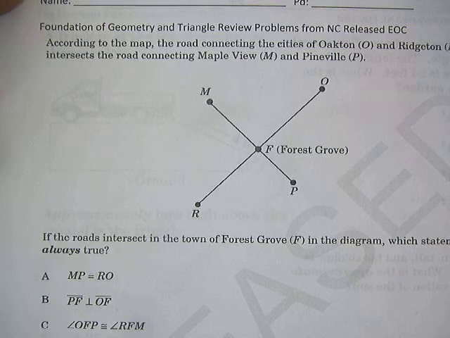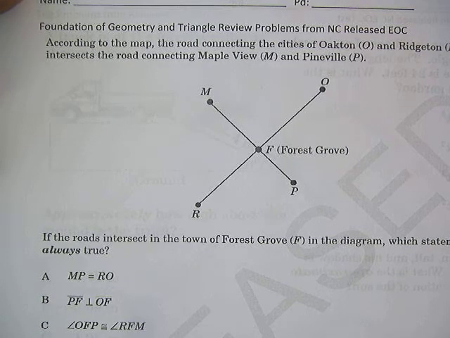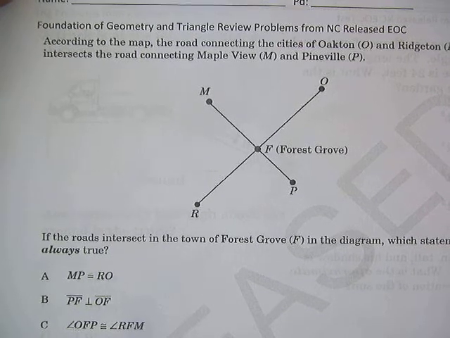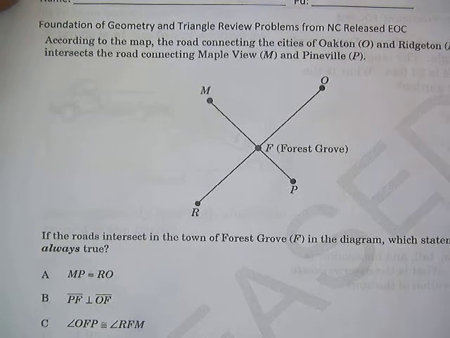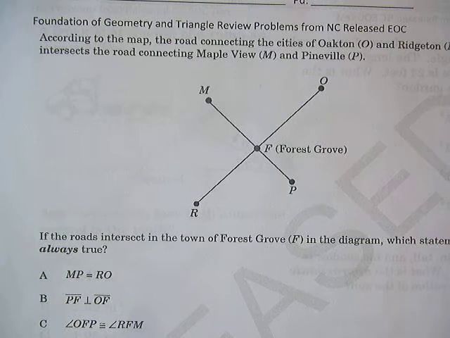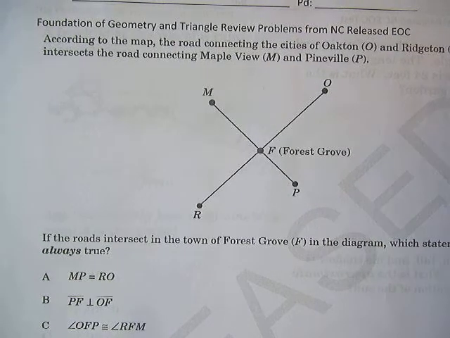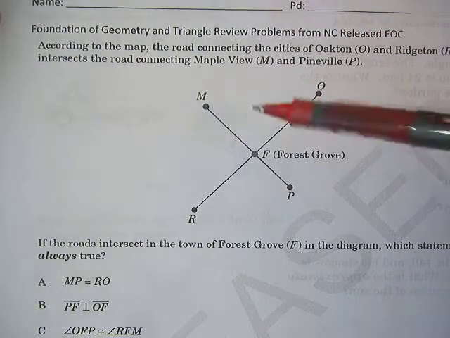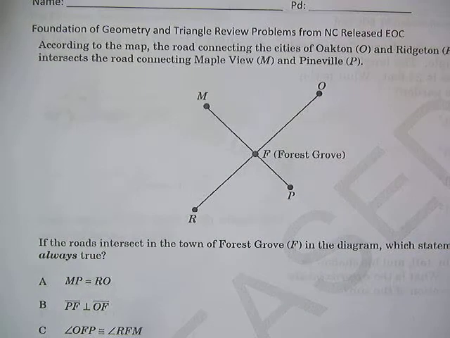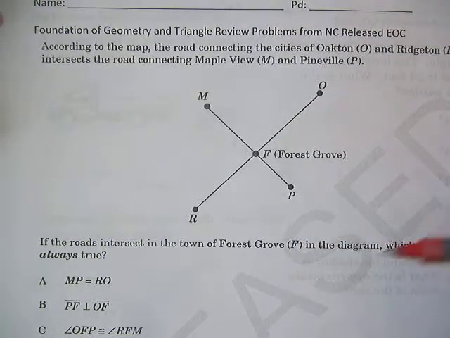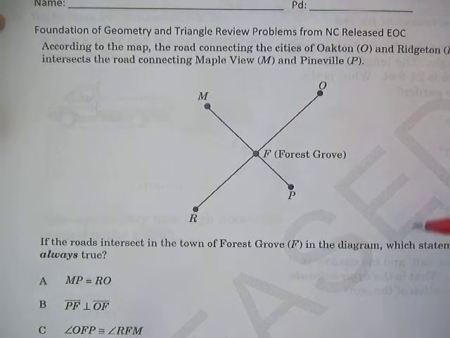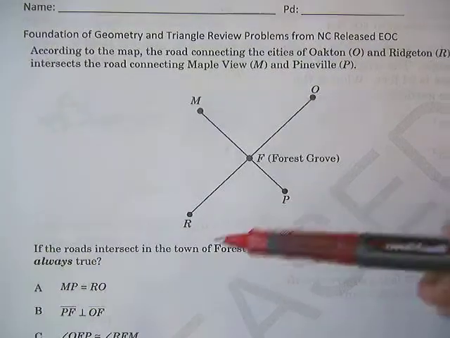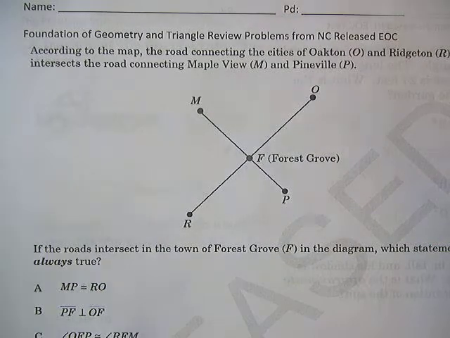Okay, page 9 of the review, Foundation of Geometry and Triangle Review Problems from North Carolina. Our next problem is, according to the map, the road connecting the cities of Oakton, O, and Ridgeton, R, intersects with the road connecting Maple View and Pineville. If the roads intersect in the town of Forest Grove, right there in the diagram, which statement is always true? It assumes that the roads are straight lines, that they're not wavy.